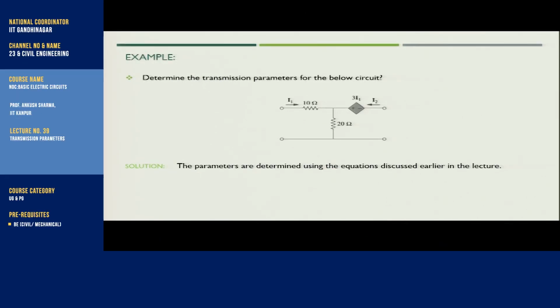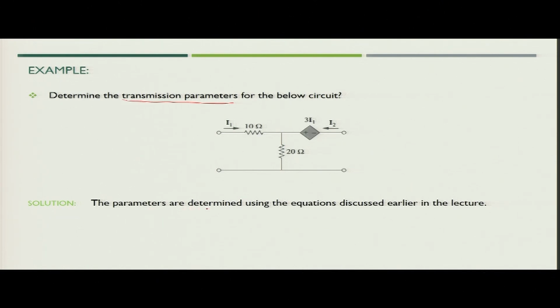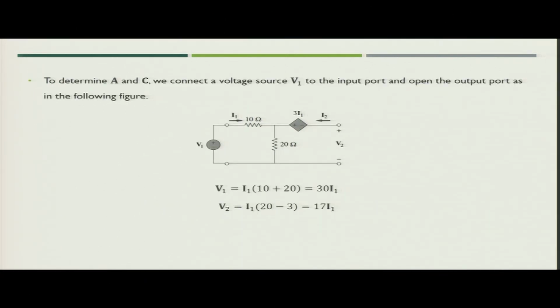Now, let us see a couple of examples to understand the transmission parameters. Let us see, there is one circuit as given in the figure. We have two resistances and one dependent voltage source, and we need to find out the transmission parameters for this particular circuit. So, we will use the equations and we will set the output port first as open circuit and then short circuit to find out the circuit parameters.